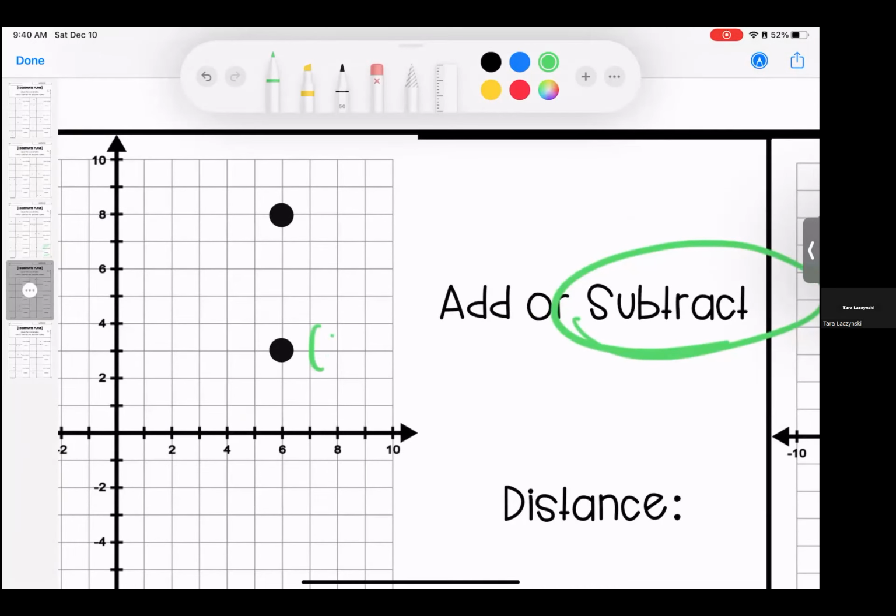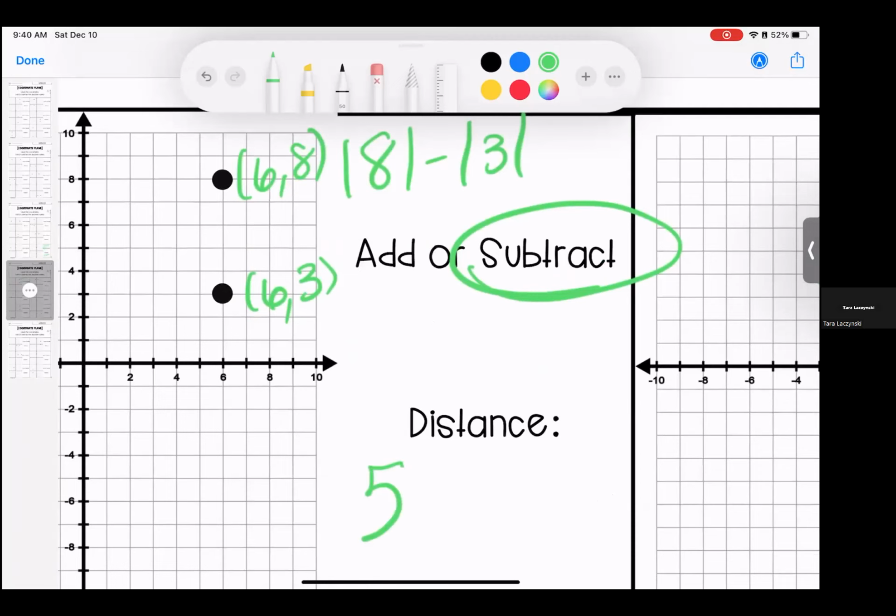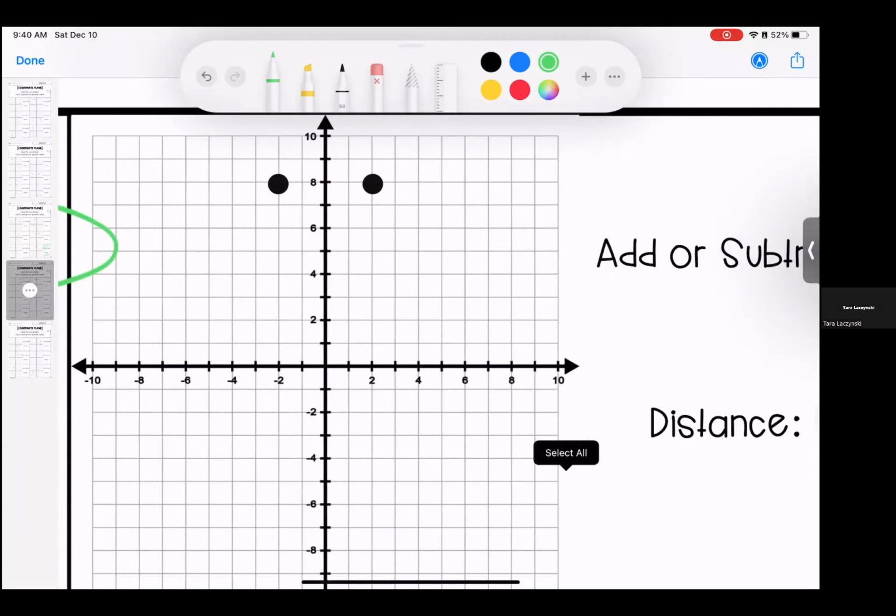We have an x value of 6 for both of these. This has a y of 3 and a y of 8. So we're looking at the absolute value of 8 minus the absolute value of 3. We have a distance of 5 units. Over to here, opposite, add.